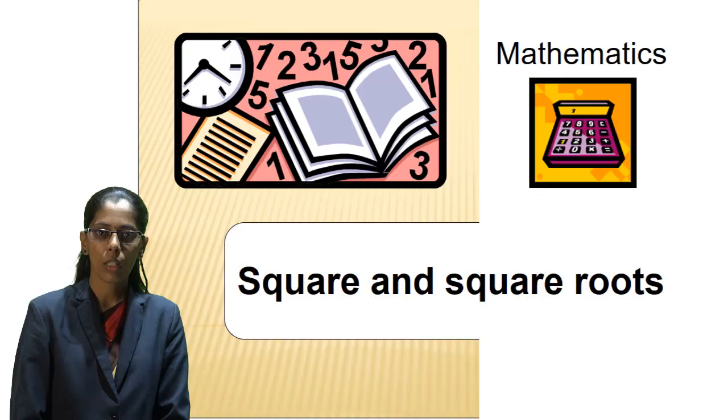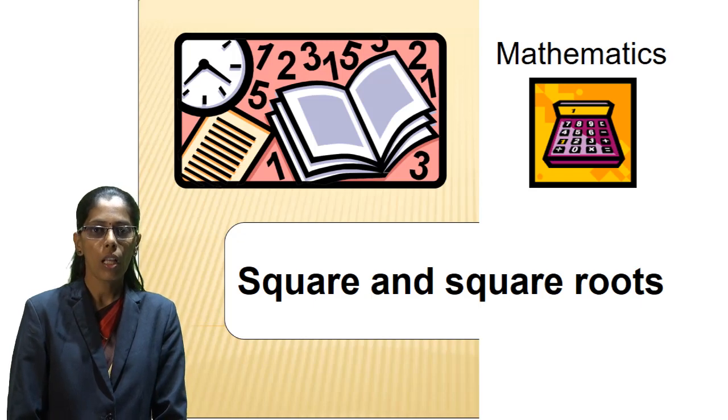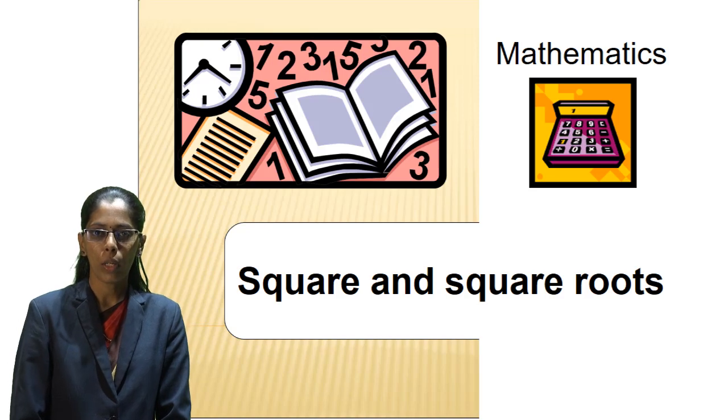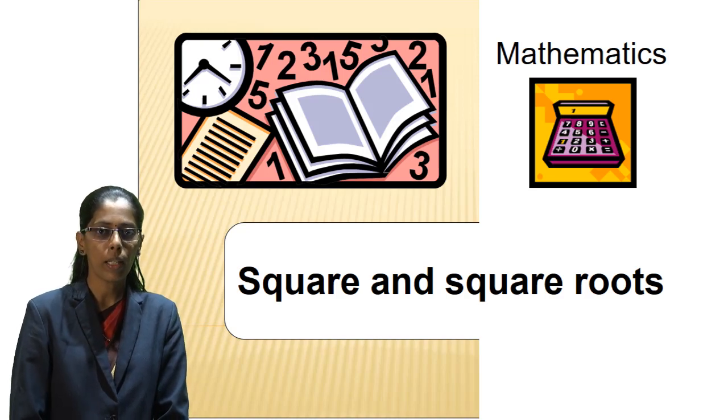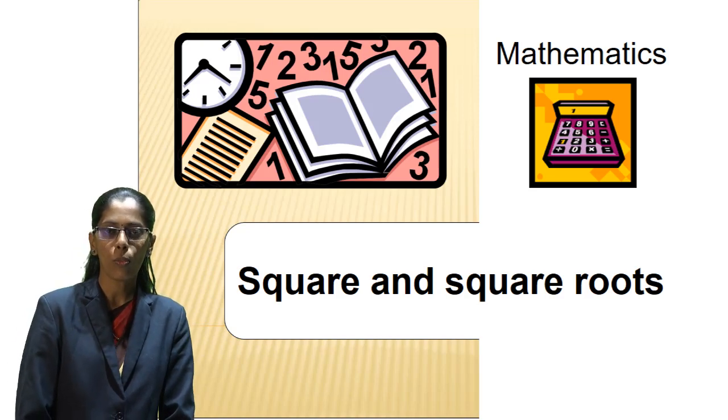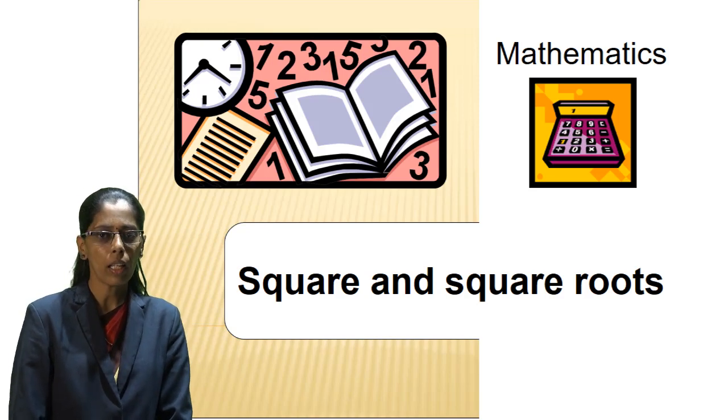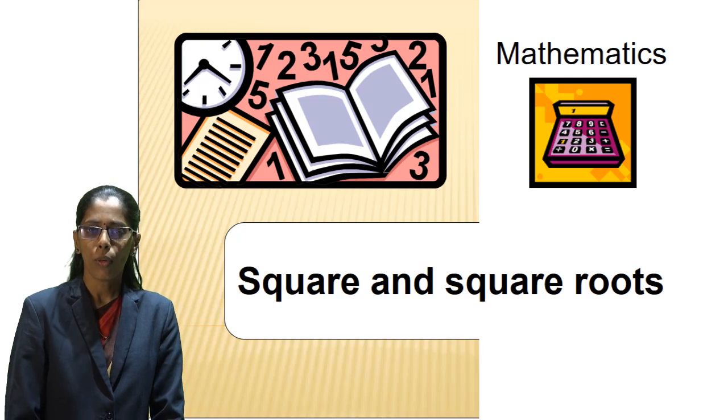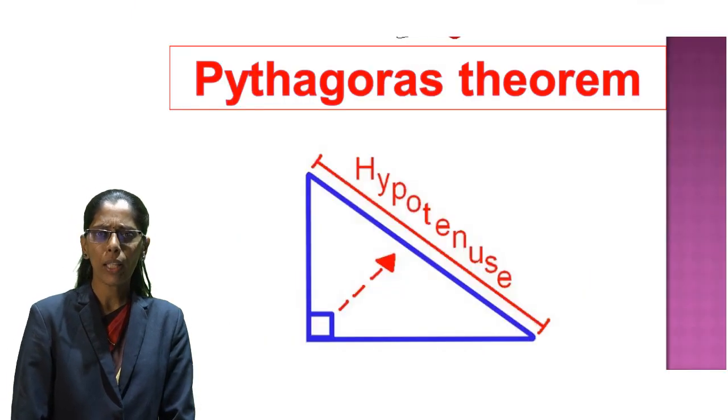Today we are going to discuss squares and square roots, part 2. In the last video we learned about squares, and today we are going to discuss Pythagorean triplets and various methods of finding the square root of a given number using the prime factorization method and the repeated subtraction method. For this we first require the Pythagoras theorem.